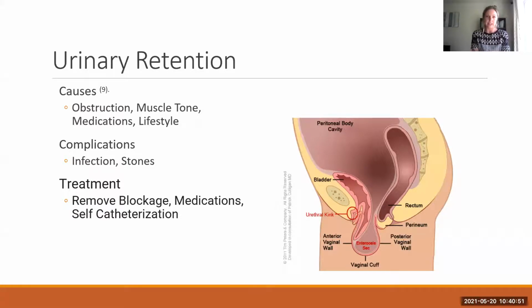Okay, so next I'm going to talk about retention. Urinary retention. What are the causes? Obstruction is the first thing. And when I say obstruction, I mean there's a physical obstruction, like a block in the road. Something is stopping the exit of the urine. And in women, this is super, super rare, very common in men.